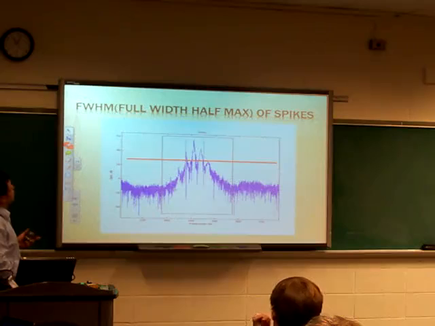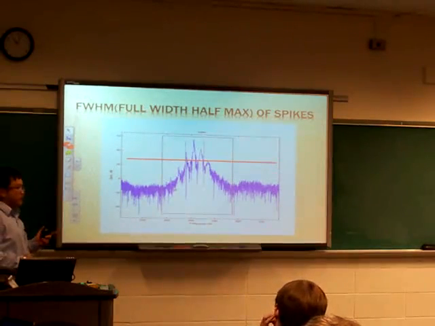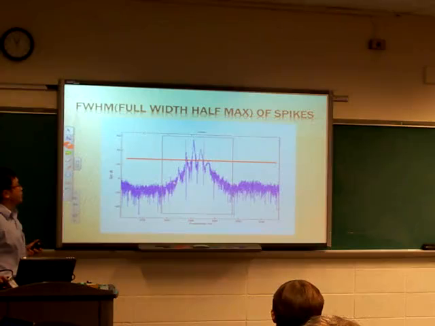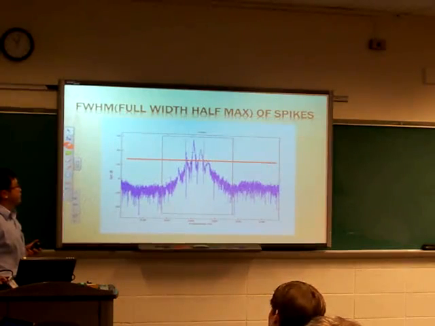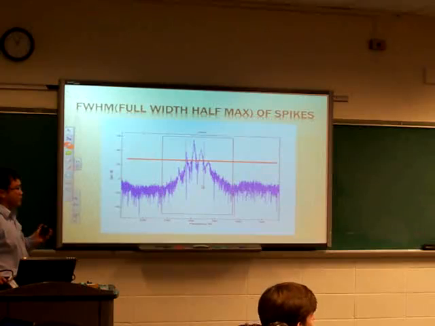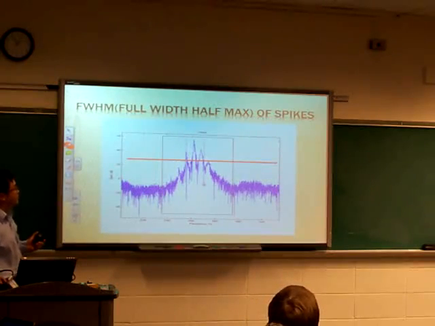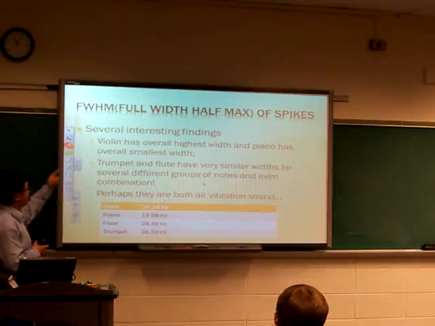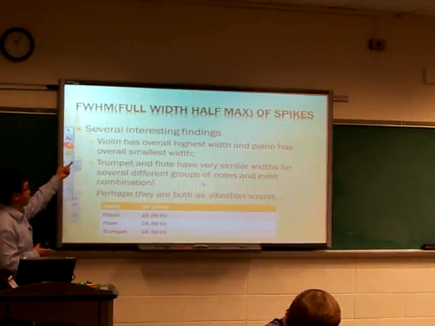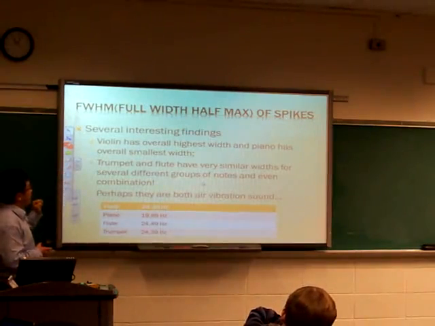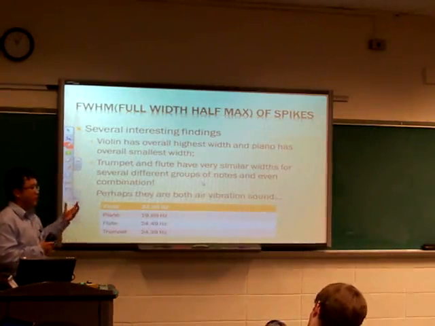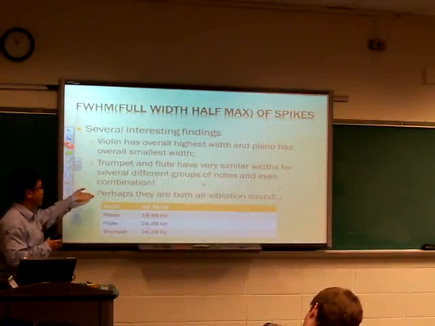And the next is called the full width half maximum. Basically, it means the width of the spike. So I measured the width of the frequency when the amplitude goes to 50%, and compared those 4 instruments. The result is pretty interesting. I found the violin has the highest width, and the piano has the smallest width. The trumpet and the flute have a very similar width, even when I combine the different notes together.